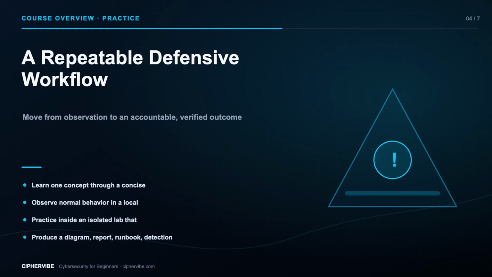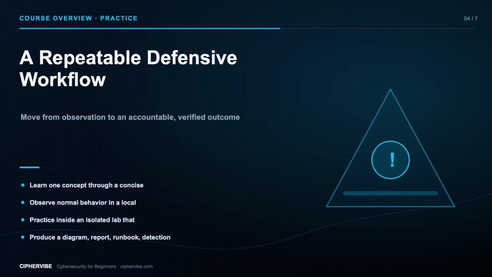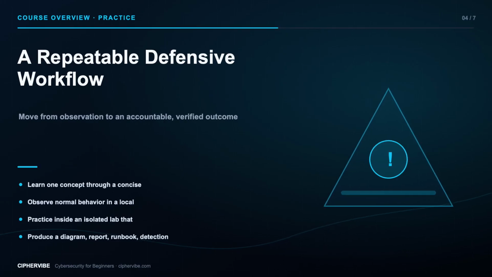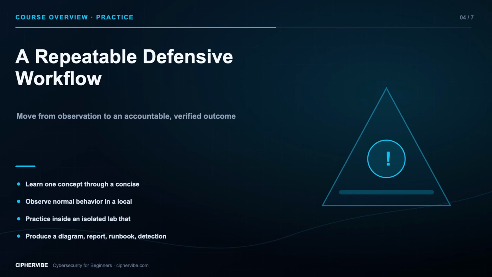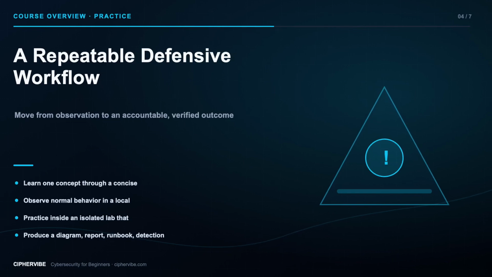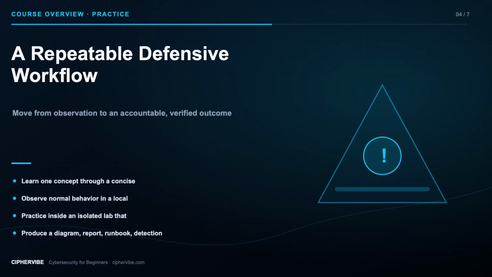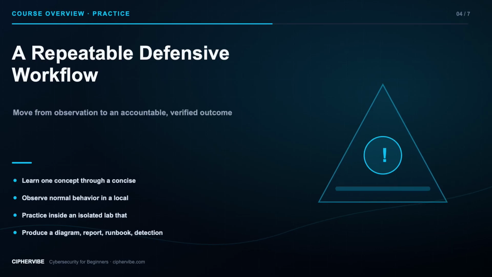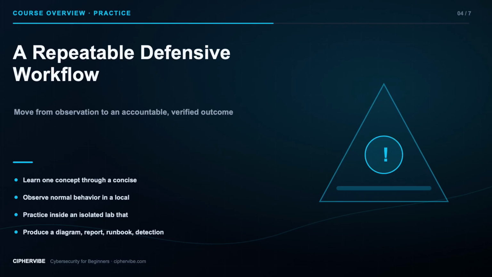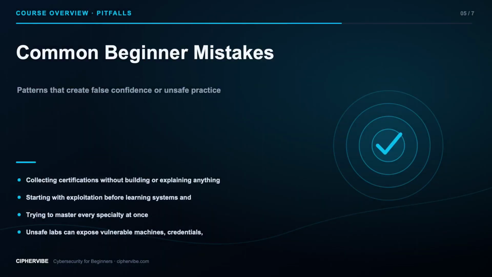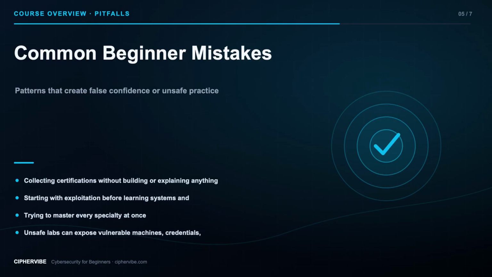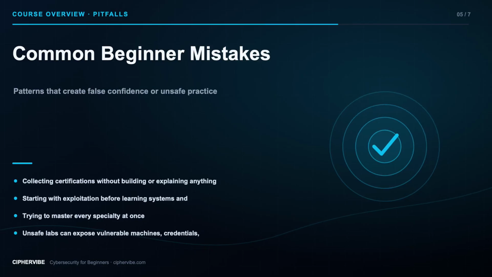Document the result in plain language: what you observed, what you concluded, what you changed, who approved it, what evidence confirms the outcome, and what uncertainty remains. This disciplined loop, observe, interpret, decide, act, verify, and learn, appears in every cybersecurity specialty. Understanding failure modes will protect you from attractive but unreliable shortcuts.